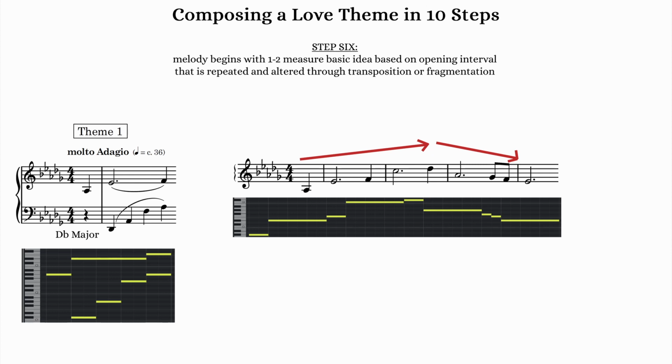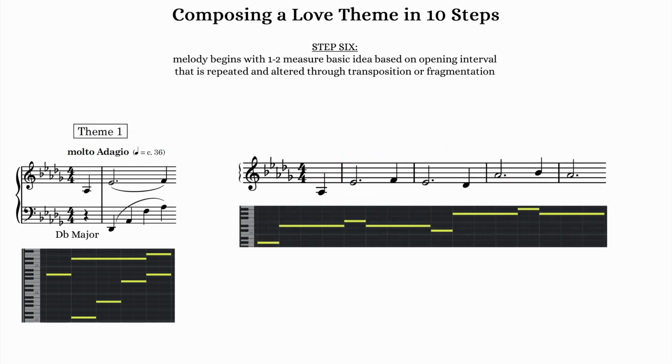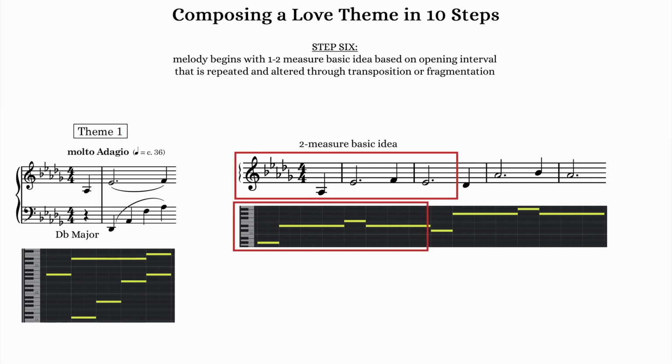For all of those 4 measure expansions, I repeated and altered a 1 measure basic idea. It's also common to have a 2 measure basic idea like this. The 2 measure basic idea is outlined in the red box. This idea is then transposed up a fourth, and the end result is a much smoother contour than the previous examples that used 1 measure basic ideas.